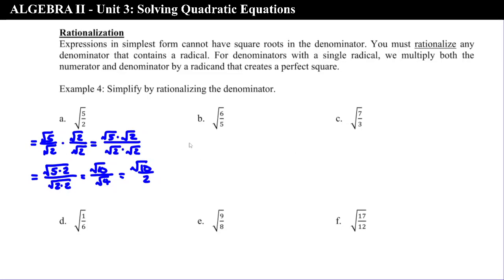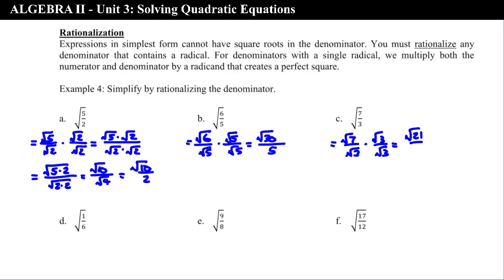So let's look at b. We've got the square root of 6 over the square root of 5. Those are already both in simplest form. So we're going to multiply by the square root of 5 over the square root of 5. And we end up with the square root of 30 in the top, because 6 times 5 is 30. In the bottom, we end up with 5. For c, we have the square root of 7 over the square root of 3. We're going to multiply the top and bottom by the square root of 3. And that is going to give us the square root of 21 over 3.